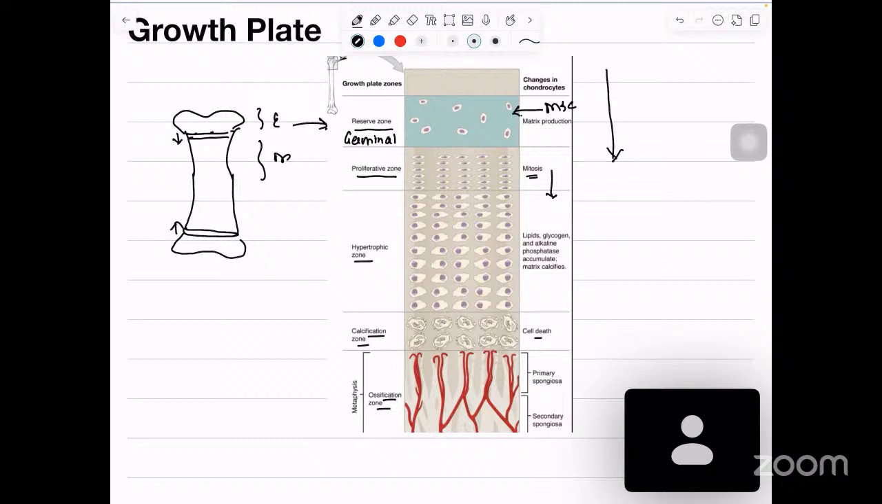Okay, gets into ossification zone. So this is how this growth plate grows. Okay, so first is a germinal layer, next is a proliferative zone, next is a hypertrophic zone, then calcification zone, then an ossification zone.